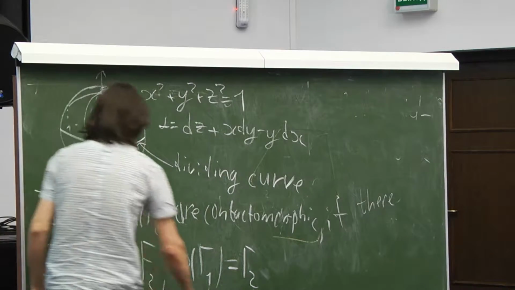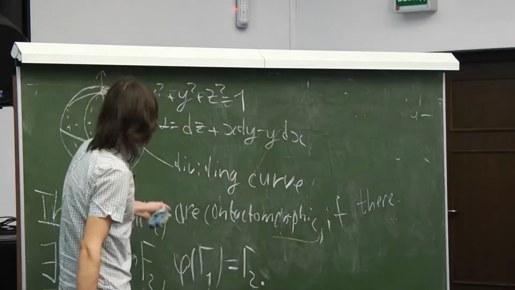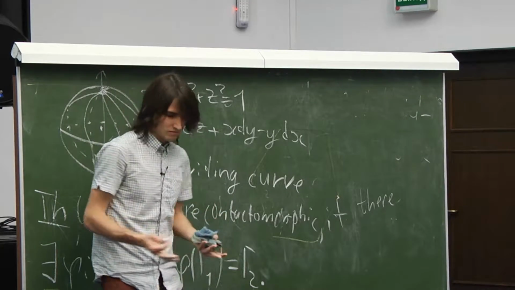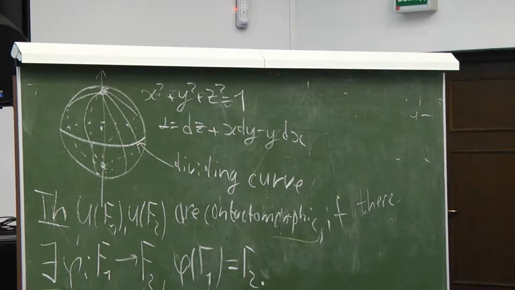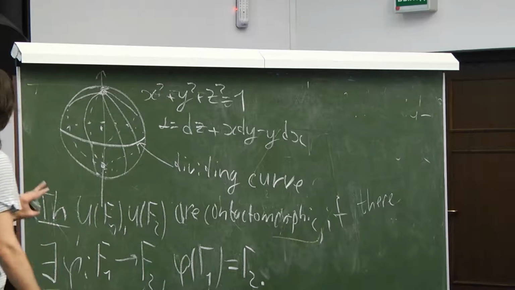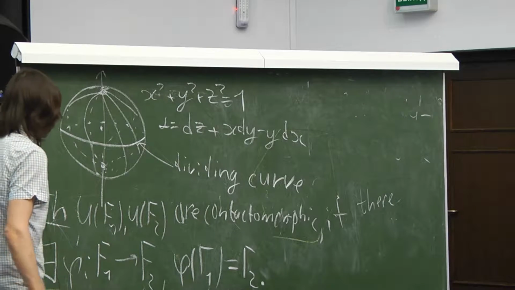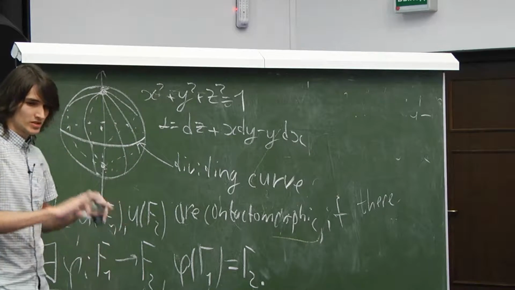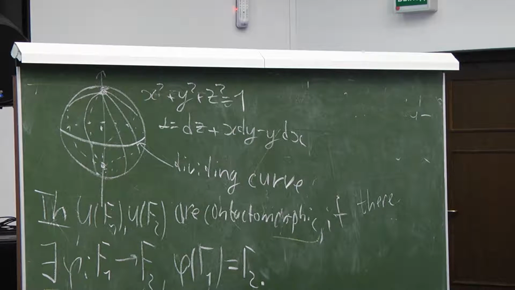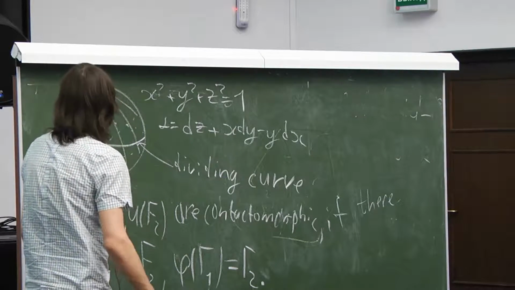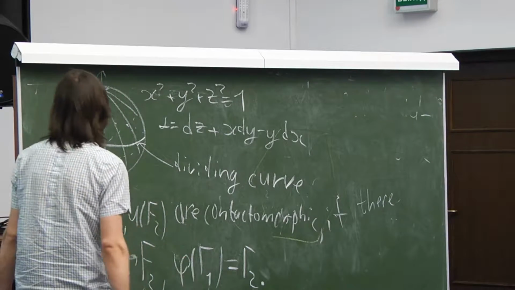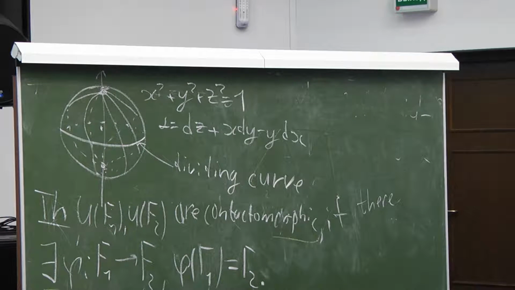So, two manifolds are called contactomorphic if there is a diffeomorphism between them, which sends the first contact structure to the second. So all information is contained in the dividing curves. This is a combinatorial data, so we like it. Okay.